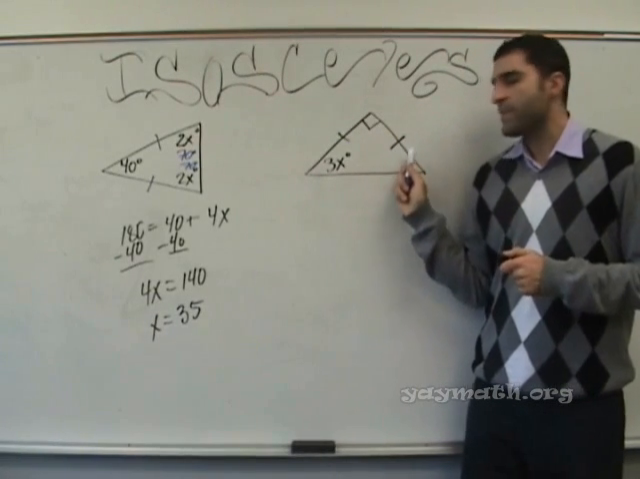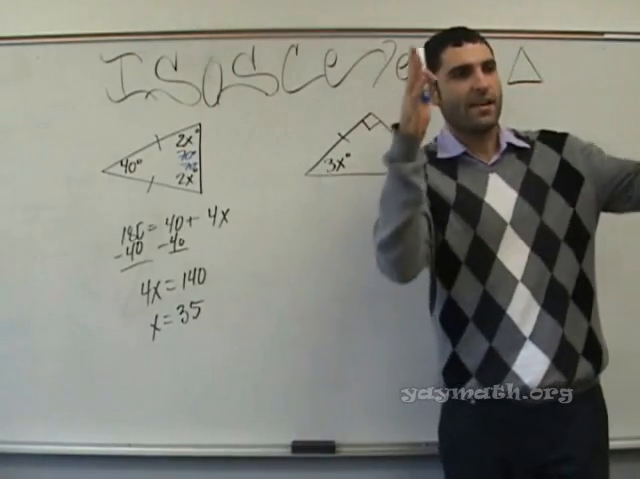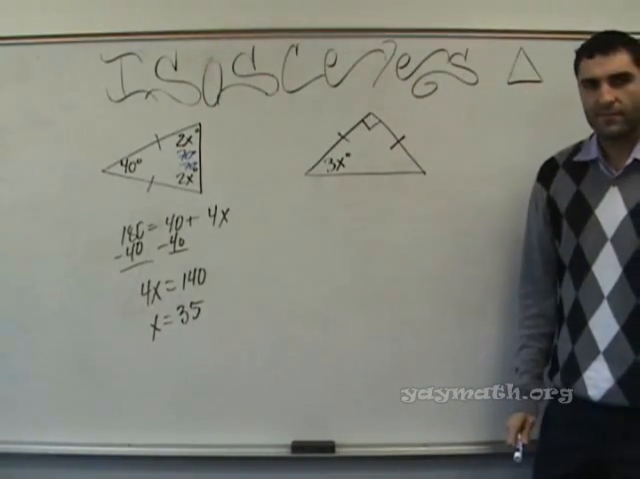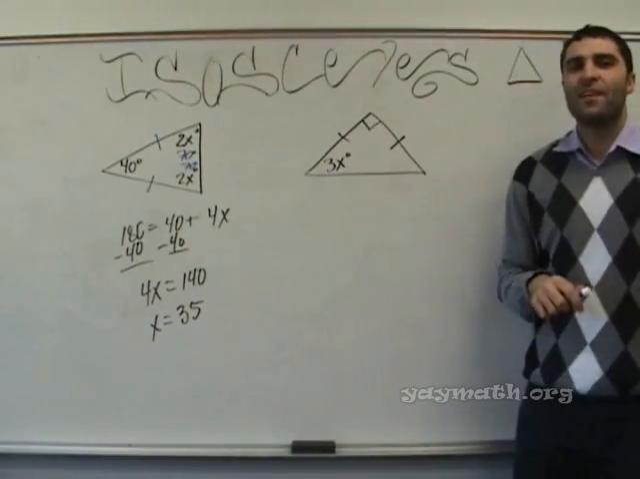Isosceles triangle, missing angle. What is it? What about the left side of the room? This guy, this side, right over here. Should I call on you if you have two hands? Okay, two hands up, go ahead.